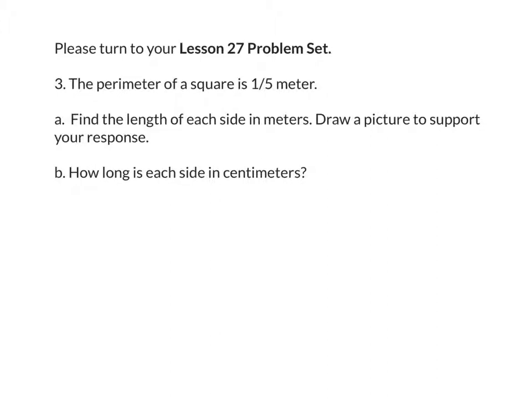It's the outside. So the perimeter of this table would be if I measured from here to here, and then I added on and measured from there to there, and measured from here to here, and measured from here to here, right? The distance around a 2D figure is its perimeter.